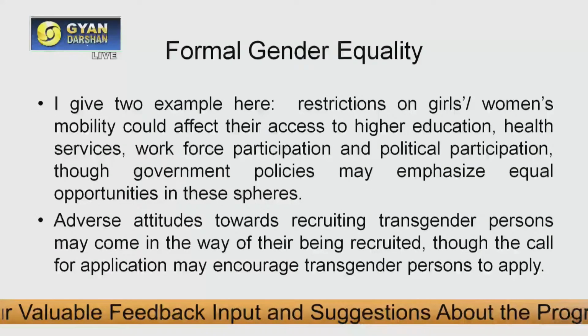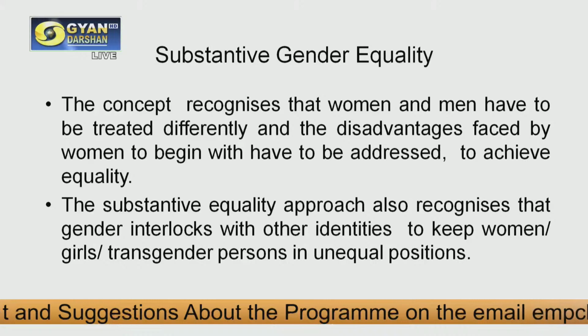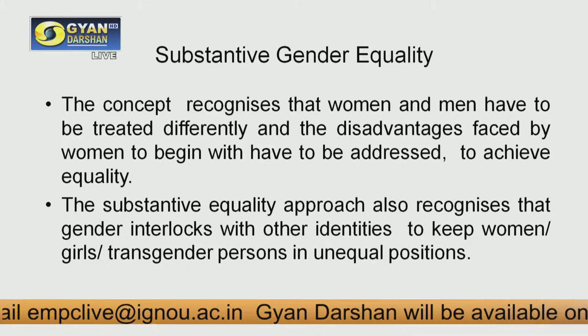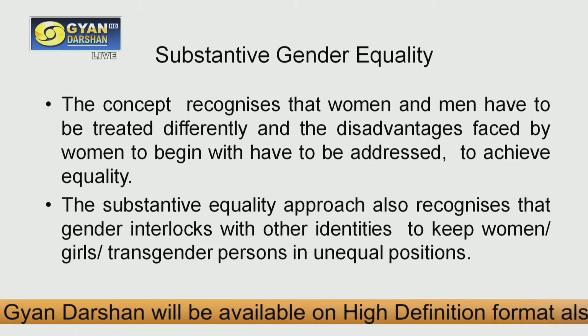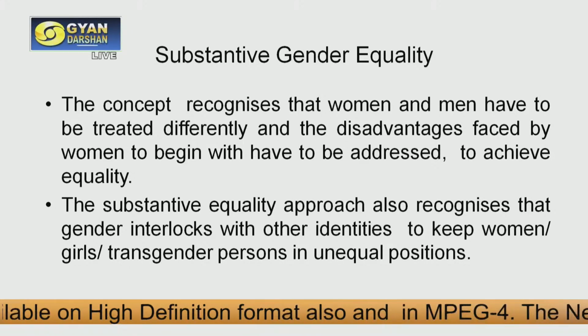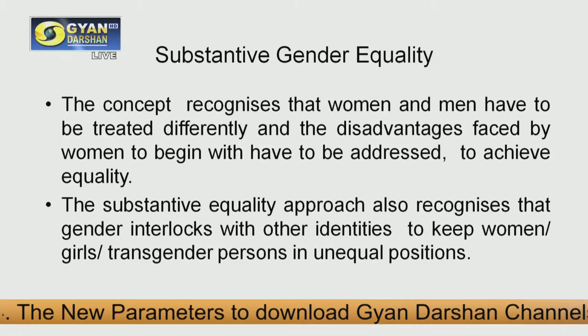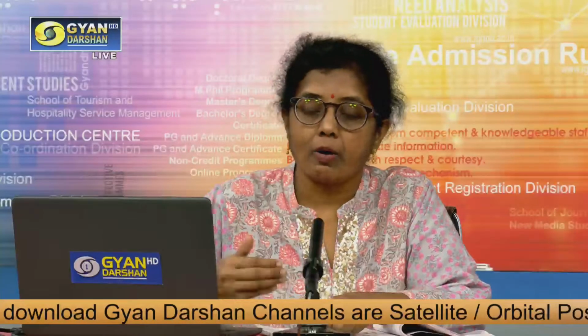But unlike formal equality, the concept of substantive gender equality recognizes that women and men have to be treated differently, and the disadvantages faced by women have to be addressed to achieve equality. The substantive equality approach also recognizes that gender interlocks with other identities. For example, women who belong to urban areas may not face the same kind of problems as women in rural areas. Similarly, if women or girls are disadvantaged due to economic activities, location, class or caste, these various social institutions interlock with gender equality and need to be considered.